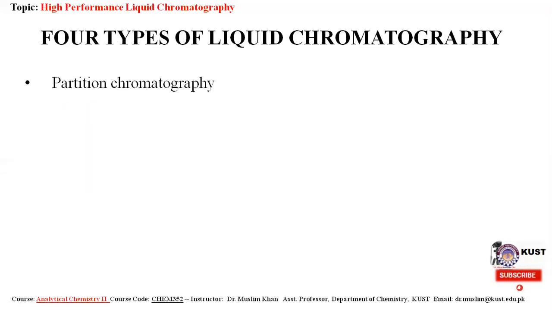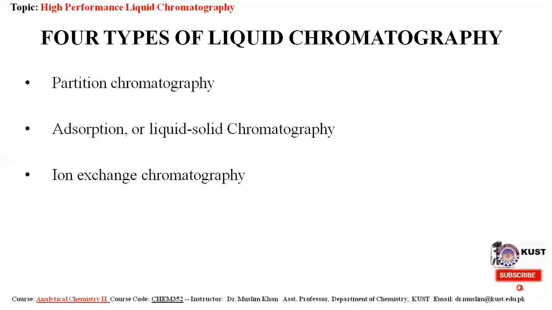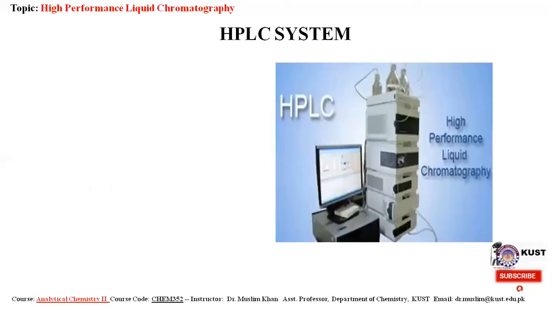One is partition chromatography. We have discussed this partition chromatography in detail in our previous lecture. One is adsorption, also called liquid solid chromatography, and ion exchange chromatography, where the column material is made of ion exchange resins, and size exclusion, or gel chromatography. So the material decides whether it is partition chromatography, adsorption, ion exchange, or size exclusion gel chromatography.